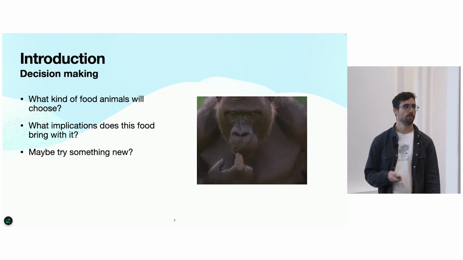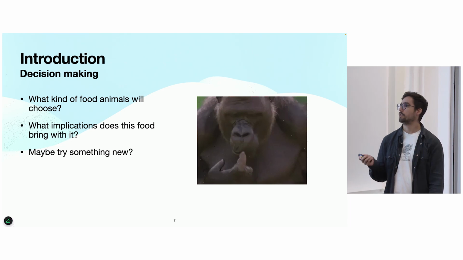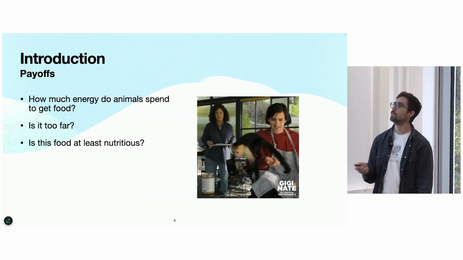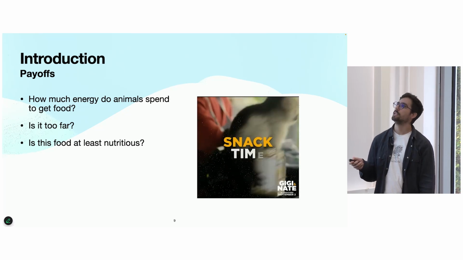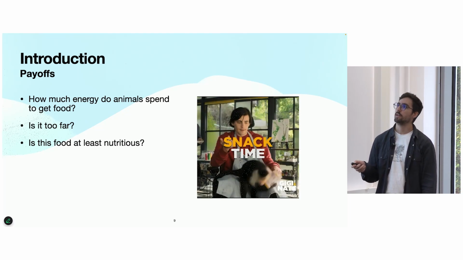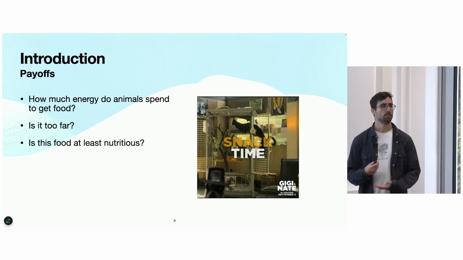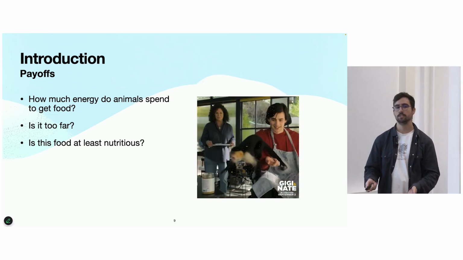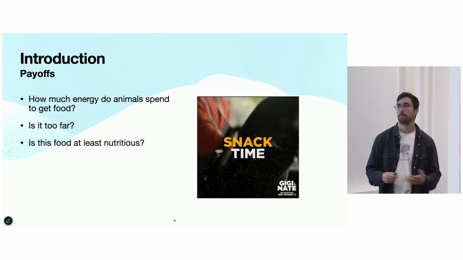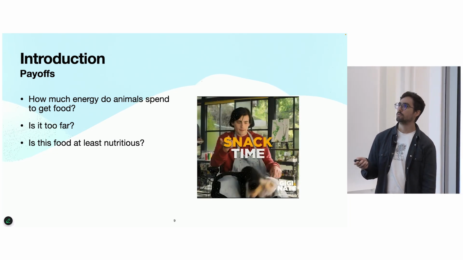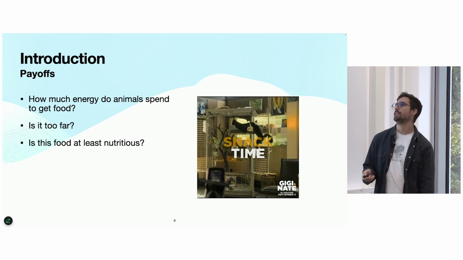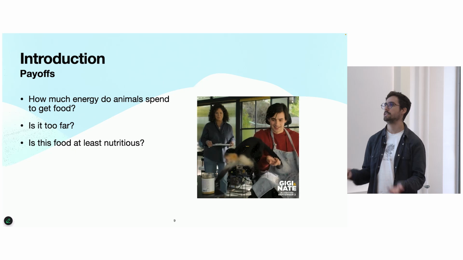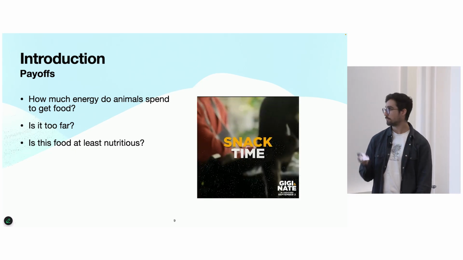The third and final aspect that I highlight in this behavior is payoff. And when I say payoff, I'm talking about how much energy the animal spends to get the food. If we think about a coconut, the animal has to break the coconut, so it has to spend energy in order to get some energy. Is this food too far away from the animal? And is this food at least nutritious for the animal, or is it just going to be a snack?